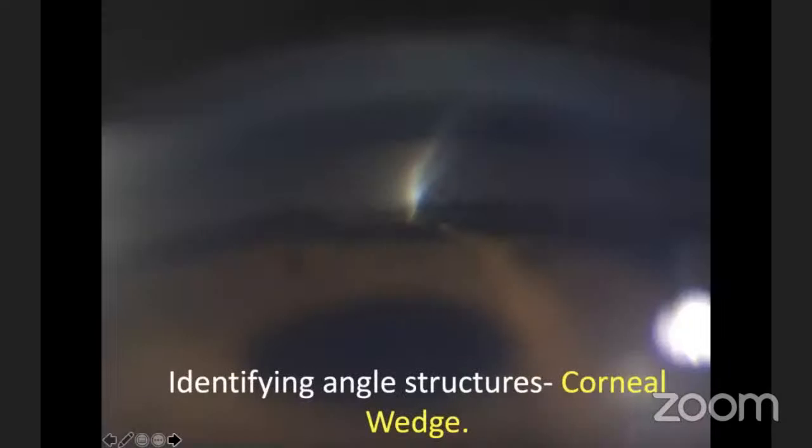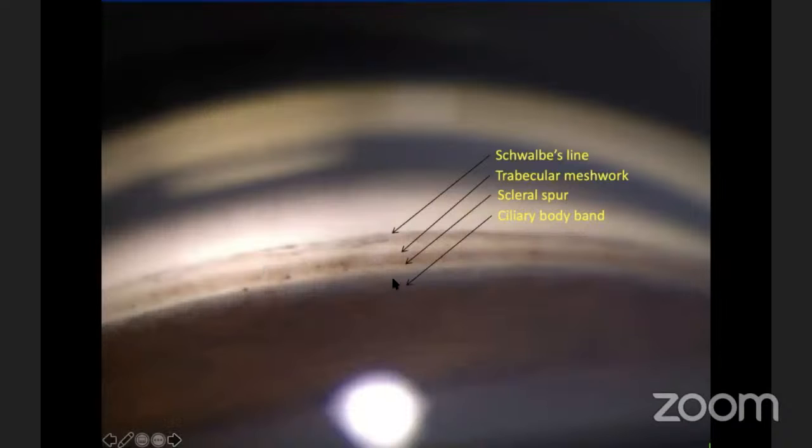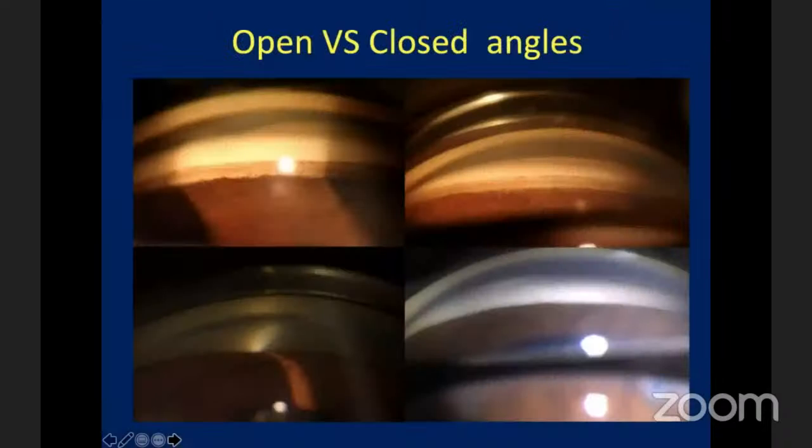And this is a magnified view. Now you can see it's a completely open angle following from the iris. The ciliary body band is visible. Then you have this white zone, scleral spur visible, pigmented part of the trabecular meshwork visible, non-pigmented part, and the Schwalbe's line. So whenever trabecular meshwork and scleral spur are visible, that denotes that the patient has an open angle. So you can see here, first two slides, trabecular meshwork, scleral spur visible.